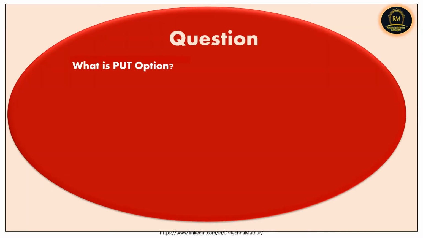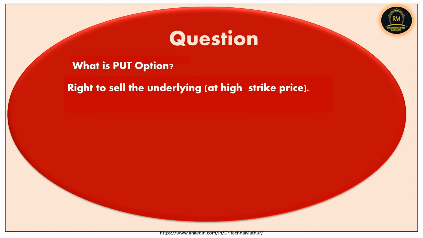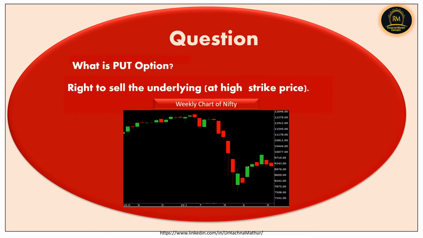Now the question that comes here is, what is a put option? Put option means the right to sell the underlying asset. When you sell the underlying asset, you will sell it only at a higher strike price to earn maximum profit. So this is a weekly chart of Nifty. Here we can see that at the 12,200 level strike, we can sell the Nifty. That means we can take a long position, long put. So getting a right to sell Nifty at a strike of 12,200, we have to pay the option premium. By paying the option premium, we get the right to sell the Nifty at a strike of 12,200 level.